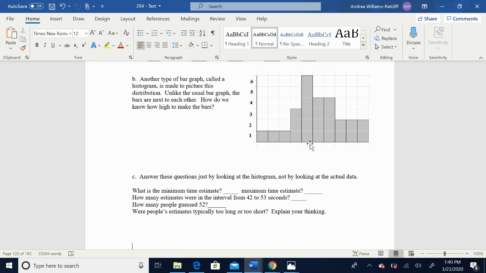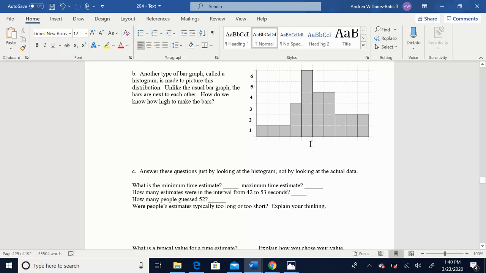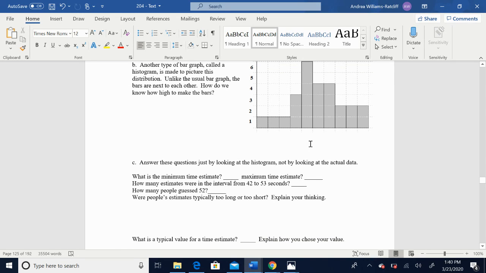So it looks like we're kind of split almost in half. Again, it's hard to make very specific statements from here because we can't see the individual values. Okay. What's a typical value for this time estimate? If we go on down here and we're trying to answer that in part C, the individual data is lost. Okay, remember we can't see the individual results if all we're looking at is the histogram. So we really can't say what specific estimate.